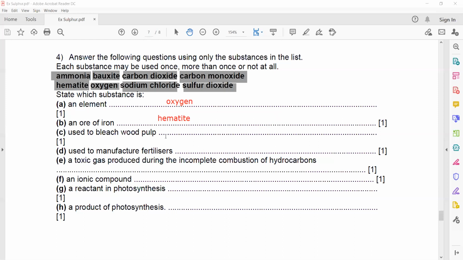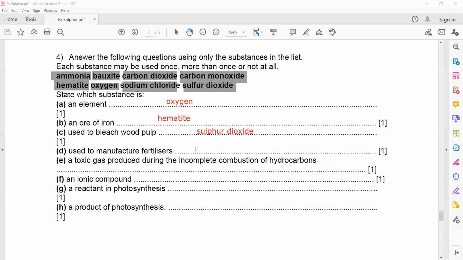Used to bleach wooden pulp to remove the color. So that is the use of sulfur dioxide. S-U-L-F-U-R is correct, and S-U-L-P-H-U-R is also correct, because both make the same sound. So sulfur you can write in both ways. I used to write it as sulphur, that's why you'll commonly find me using this spelling, but you can write sulfur as well.